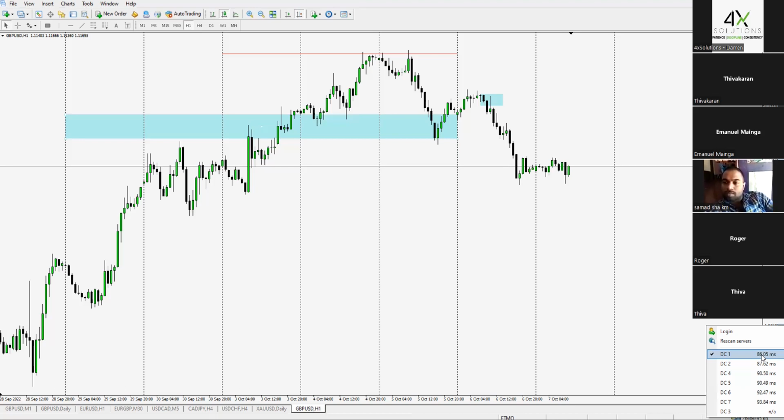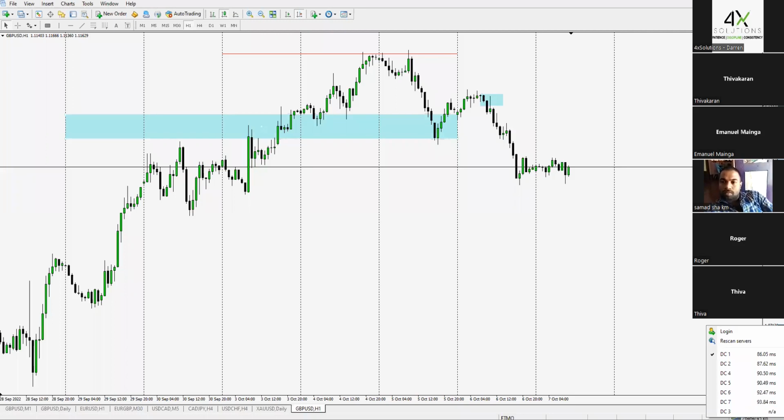This latency, the ping, has no influence on your internet speed, because if you've got a 20 megabit, 40 megabit or 100 megabit internet speed, it really doesn't make much difference to the milliseconds, rather than the distance from where you are to where your broker is.